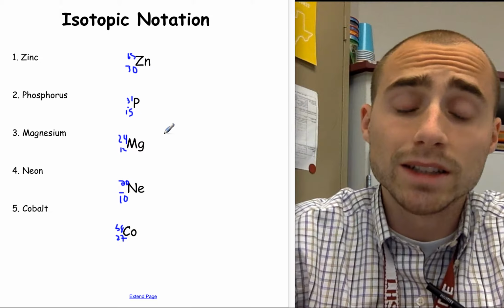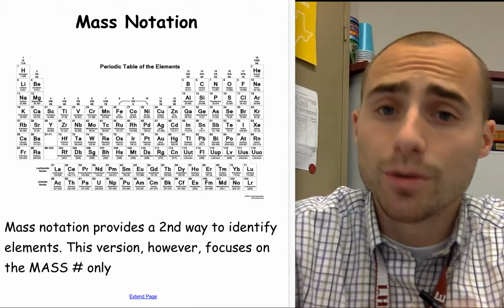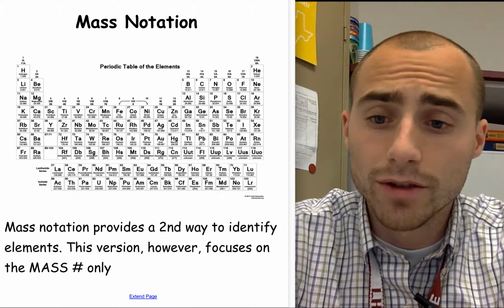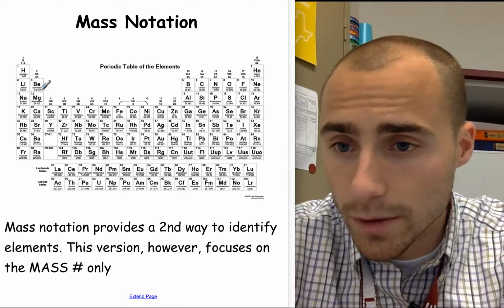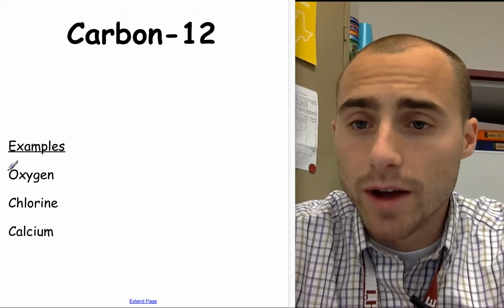Now, quickly, mass notation. Mass notation is just slightly different. It provides a second way for us to write elements to see how they're made up of protons, neutrons, and electrons. This version, however, focuses only on the mass number. So you're only going to ever look at the top number when we're writing mass notation. So how do you write mass notation?